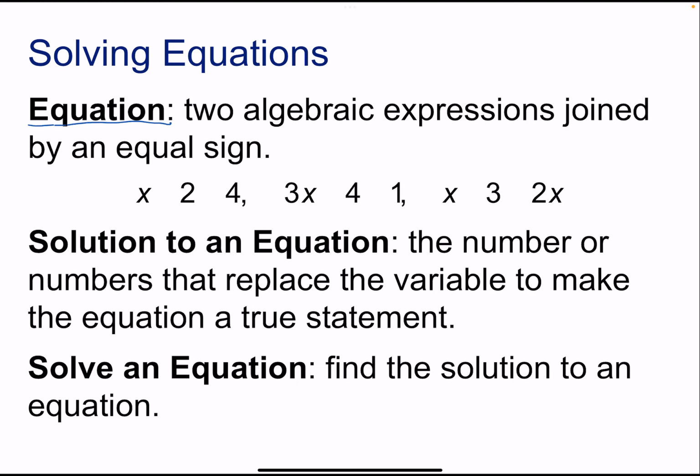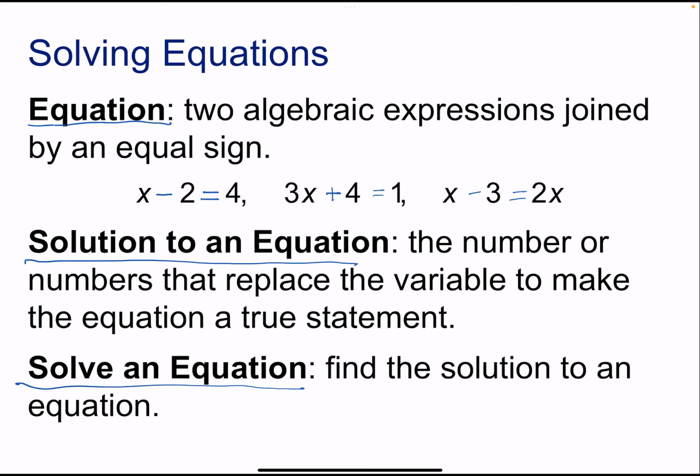Example here, let's say x minus 2 equals 4. 3x plus 4, let's say, equals 1. And x minus 3 equals 2x. So in each of the equations, two algebraic expressions are equated by an equal sign, right? So a solution to an equation just means that you find the value of the unknown, okay?